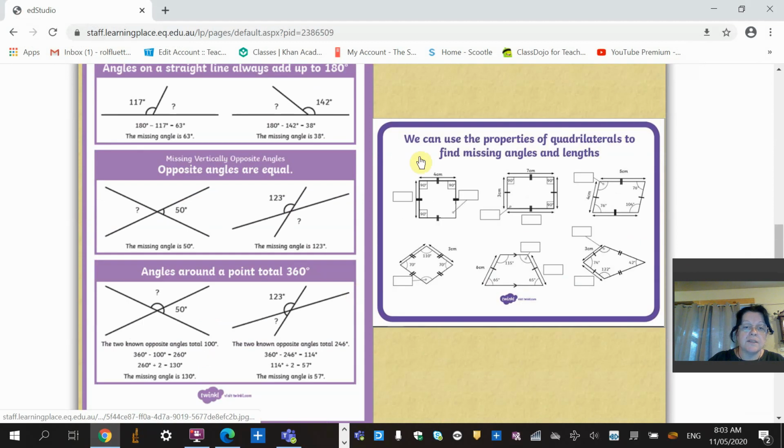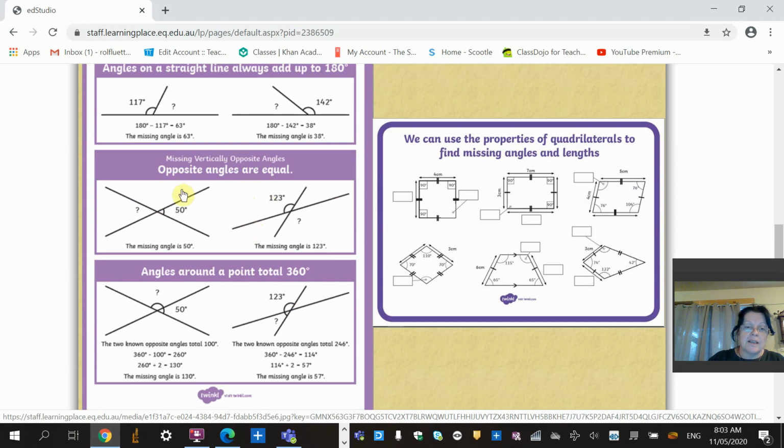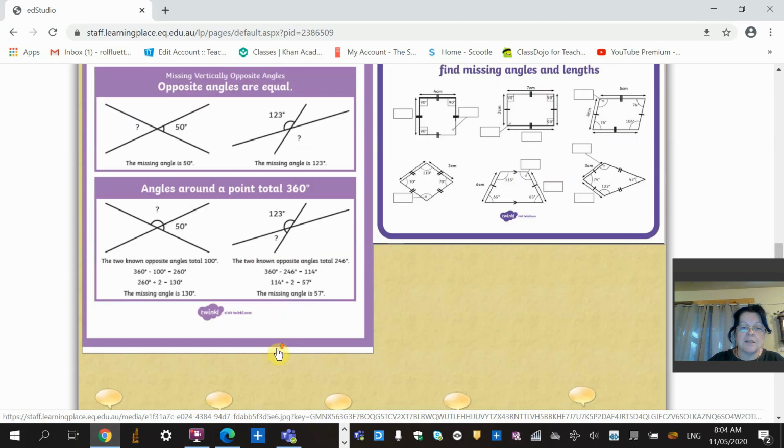There's a couple of activities down here where they just talk about what we talked about here with the straight line and finding it, and how opposite angles are the same. That's 50, that's 50, that's 123, that's 123, and they just give you a little bit of an explanation on how to find the missing angles.